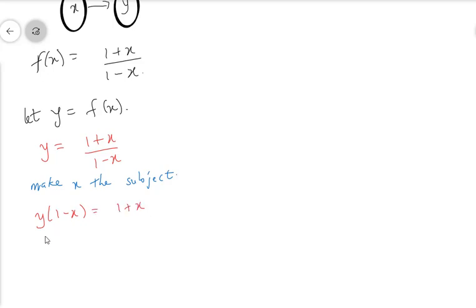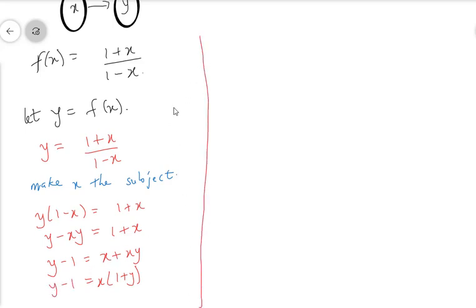I can expand this bracket. I get y minus xy is equal to 1 plus x. Now, making x the subject, I can send this to the other side and transpose the 1 to the other side. y minus 1 is equal to x plus xy. Now factoring out x, I get x times 1 plus y equals y minus 1. Dividing both sides by 1 plus y, I get x is equal to y minus 1 over y plus 1.